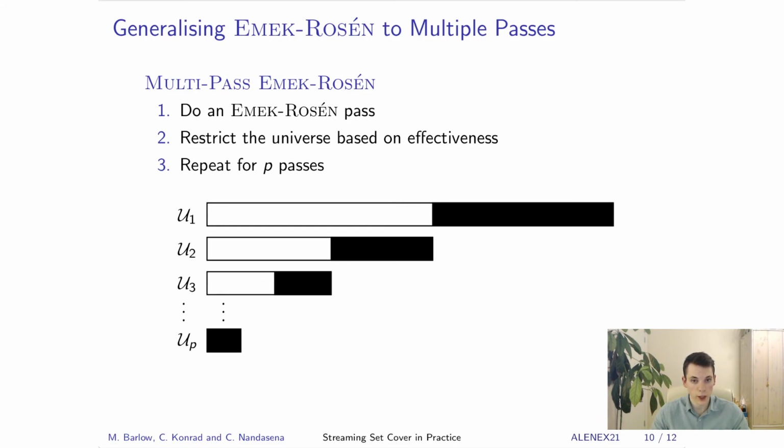Then on the second pass, we only consider those elements in the clear region of the top bar, and so this recursive approach continues for a total of p passes, restricting the universe, updating the solution, restricting the universe, and so on. And this approach has an approximation factor of big O of delta to the 1 over p plus 1, which is known to be optimal up to constant factors. We give a proof of this approximation factor in the proceedings.